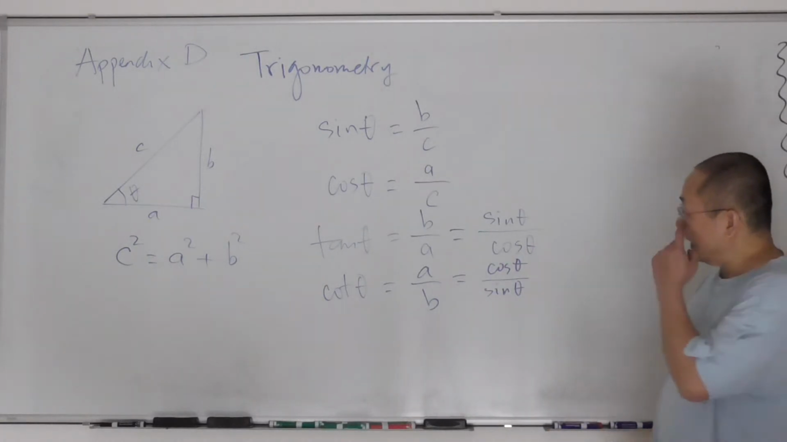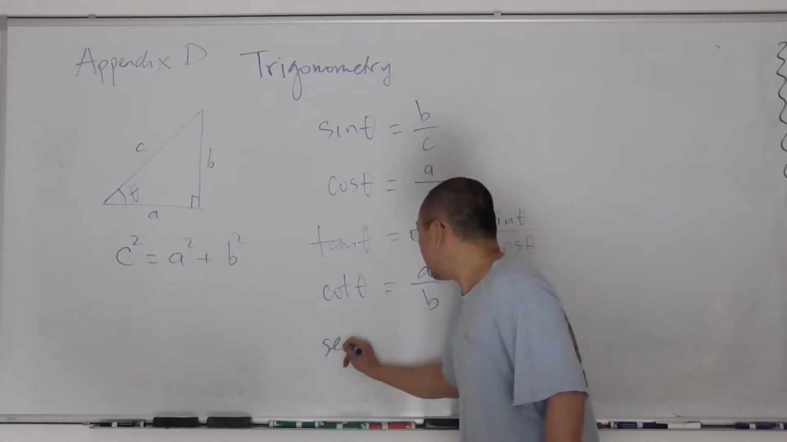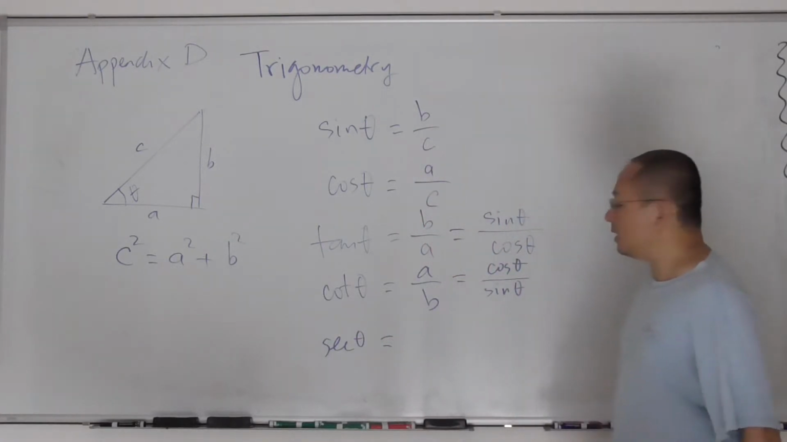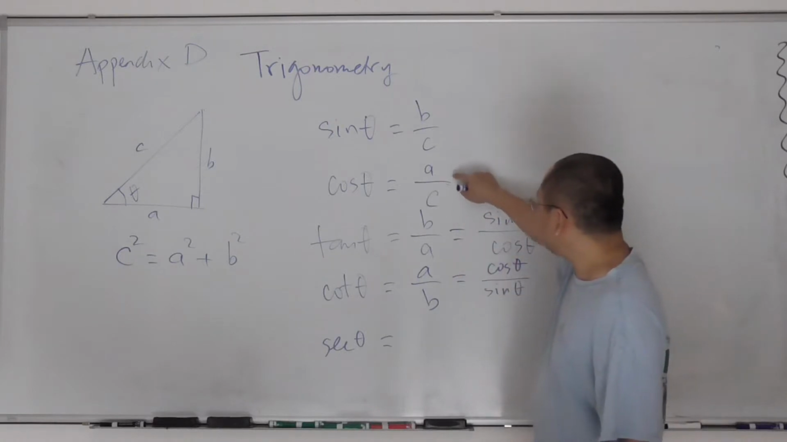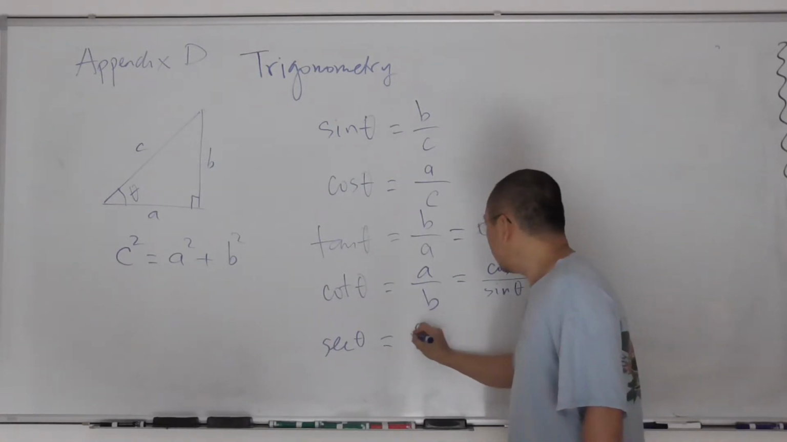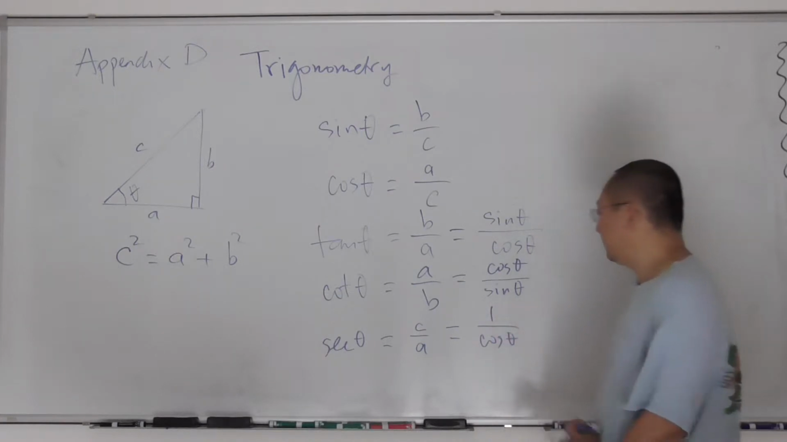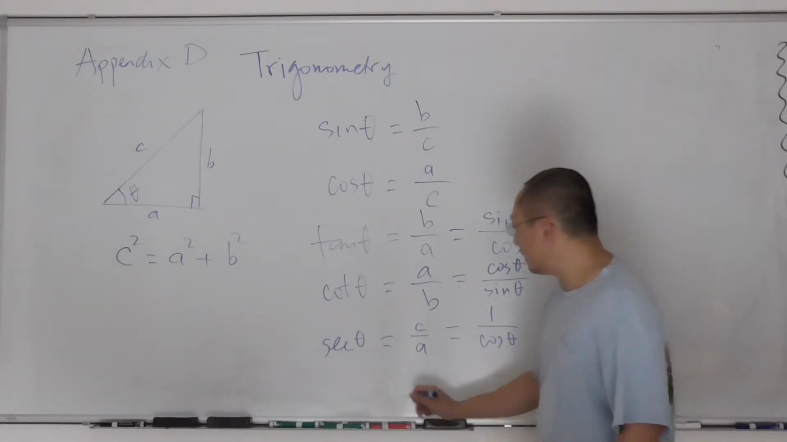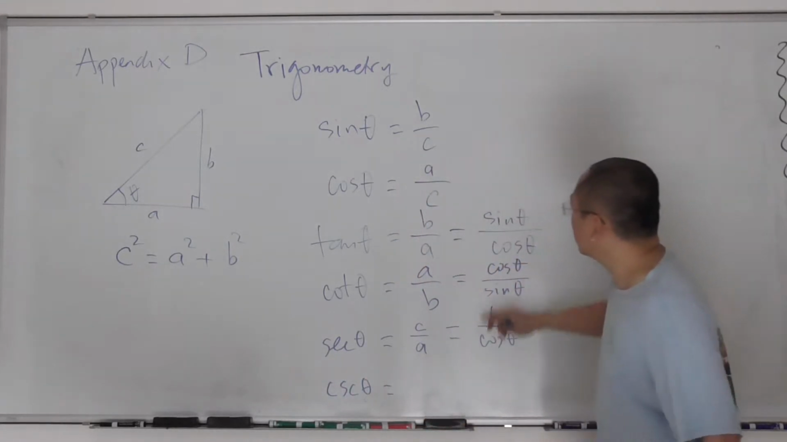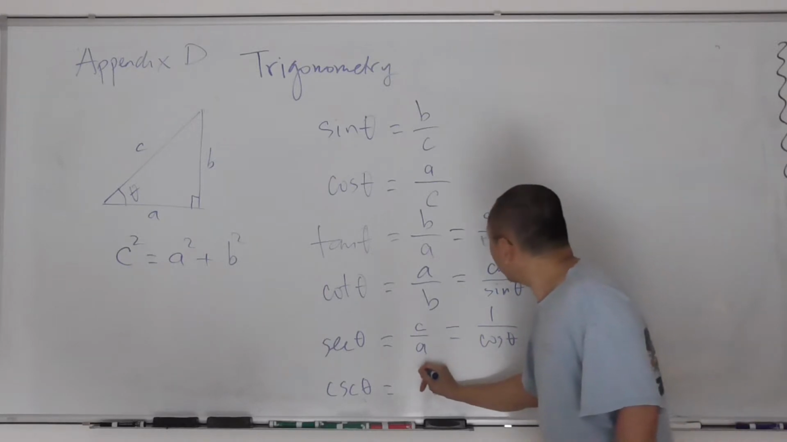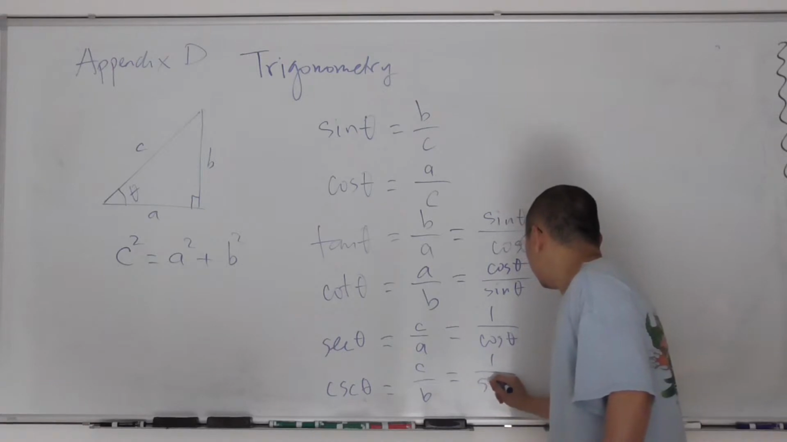And then the fifth one is secant theta. Secant is the reciprocal of cosine. So if cosine is A over C, secant is going to be C over A, which is 1 over cosine theta. Similarly, the last one you can guess, cosecant theta. It's the reciprocal of sine theta. It's going to be C over B, which is 1 over sine theta.